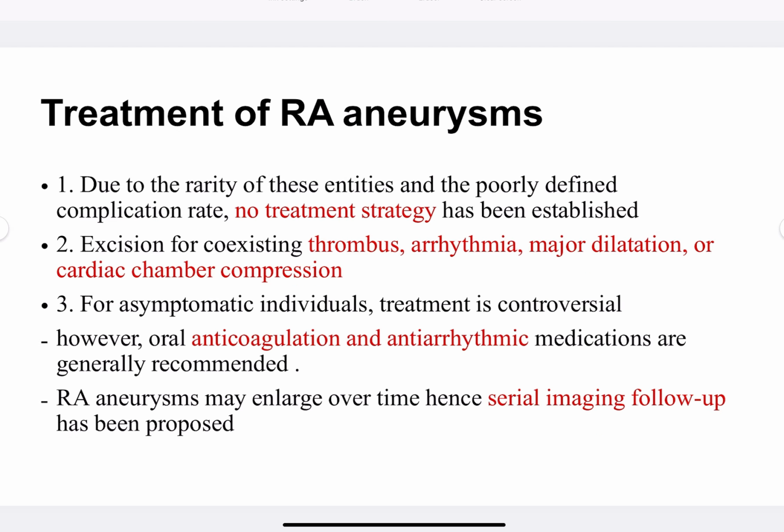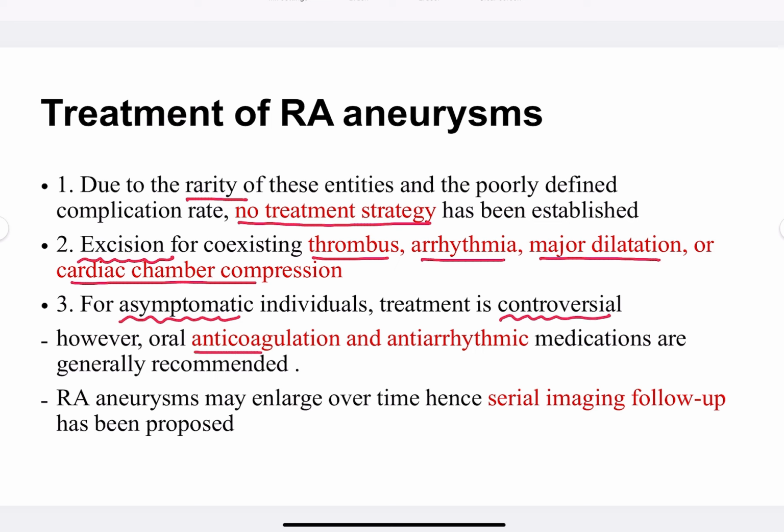Now treatment of right atrium aneurysm. Due to the rarity of these entities, no specific treatment strategy is devised. However, excision is generally preferred if there is coexisting thrombus formation, arrhythmia, major dilatation or cardiac chamber compression. If the individual is asymptomatic, the treatment is again controversial. However, some prescribe oral anticoagulants and antiarrhythmic medication. Now these aneurysms can enlarge over time, and some say we can perform serial imaging follow-up.